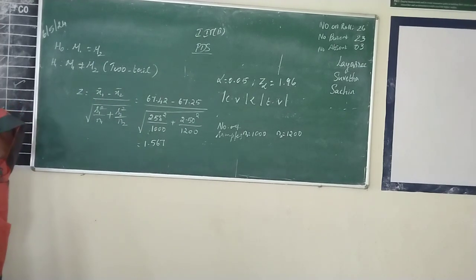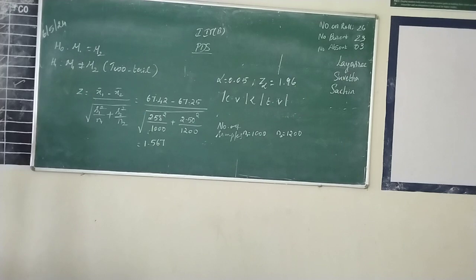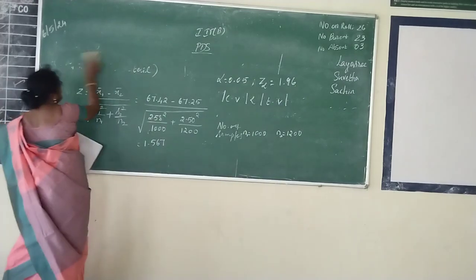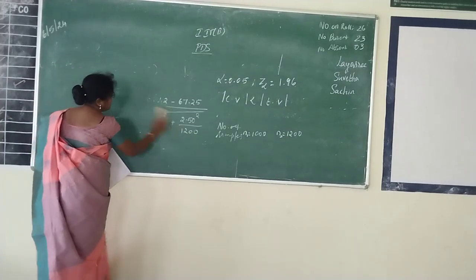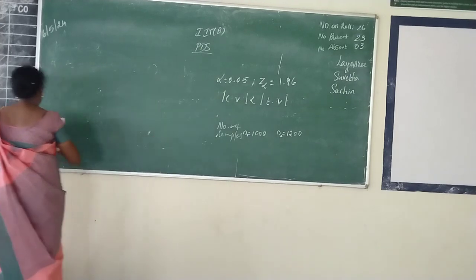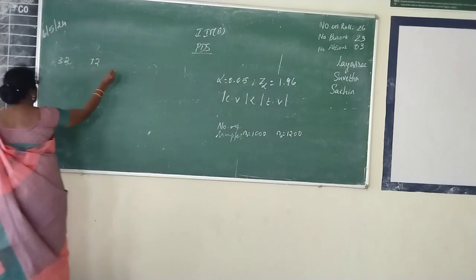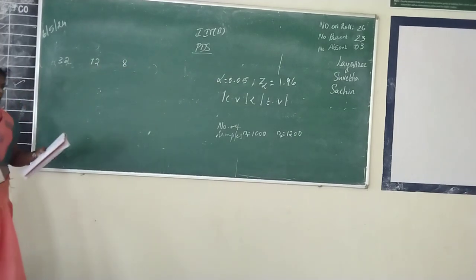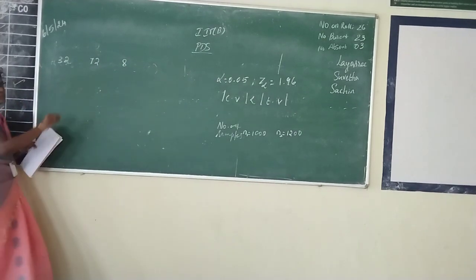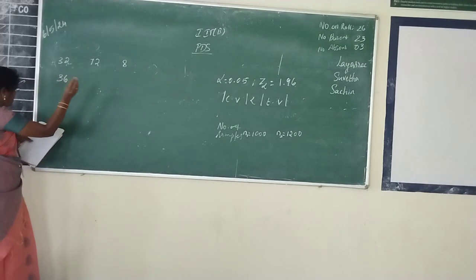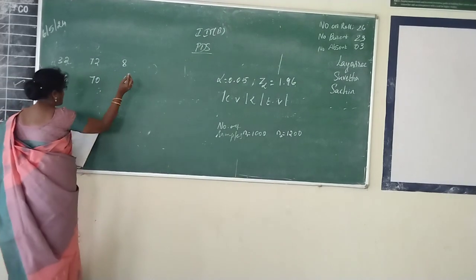Take the next program. The average marks scored by 32 boys is 72 with a standard deviation of 8, and that of 36 girls, the mean is 70 and the standard deviation is 6.